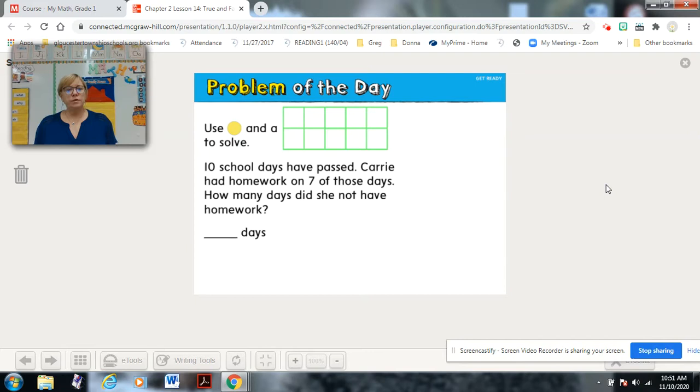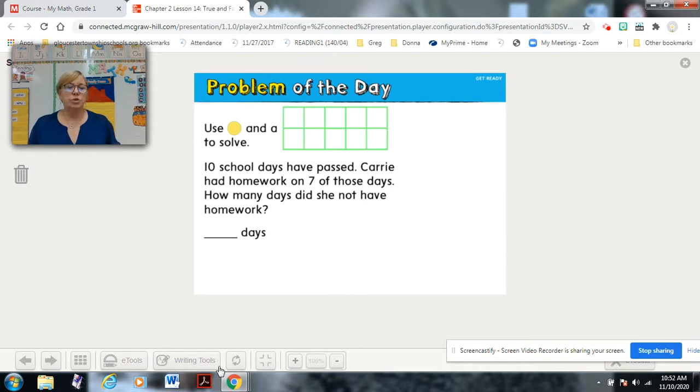All right, so first is a math warm-up, okay? You're going to use your counters and a 10 frame, okay? Now, if you don't have your 10 frame paper, you can just draw it on your whiteboard. If you need to draw it on your whiteboard, pause it. Okay, and here we go with the math problem, and I will read it first. 10 school days have passed. Carrie had homework on 7 of those days. How many days did she not have homework?